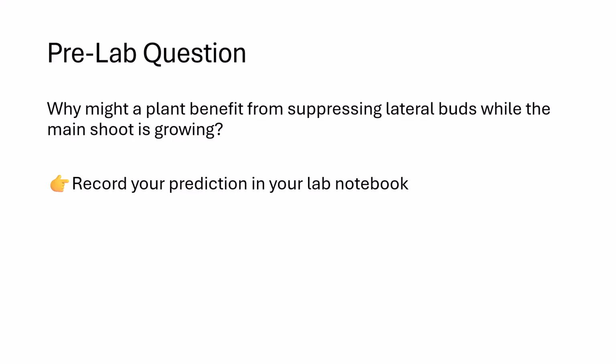Before looking at the experiment, think about this question. Why would it be useful for a plant to focus growth on one main shoot instead of branching right away? Consider things like height, light capture, and competition with neighboring plants. Write your prediction in your lab notebook. You'll come back to this idea when you interpret the results.